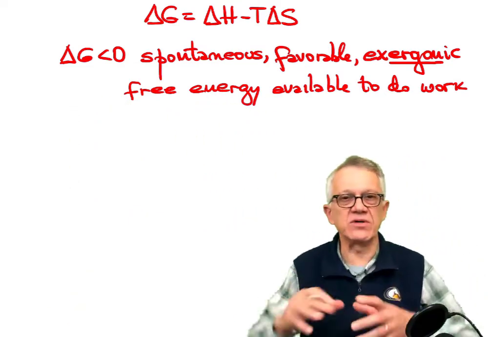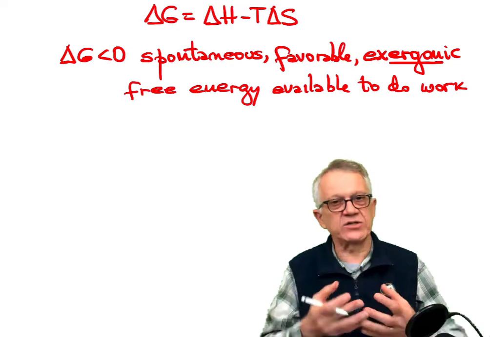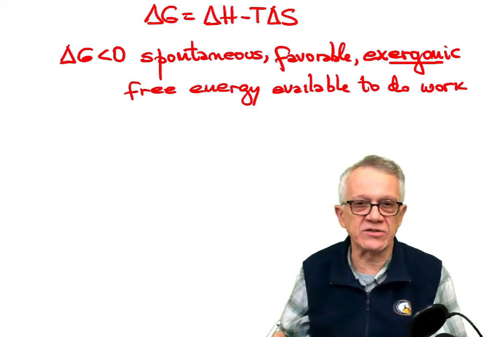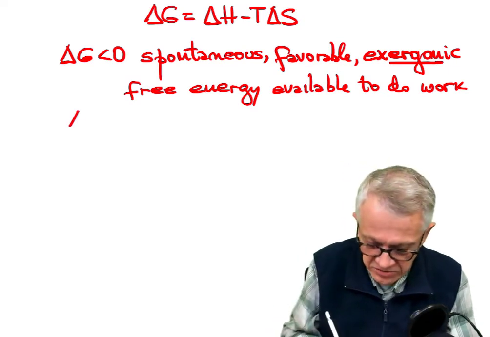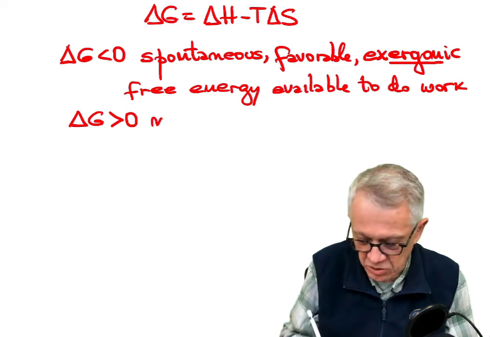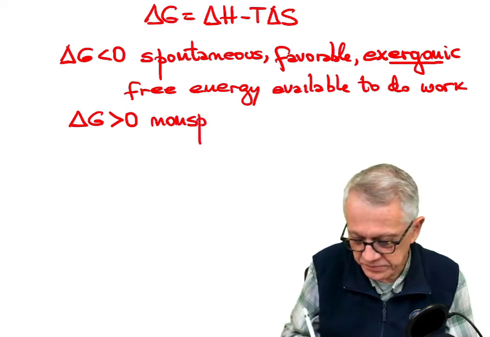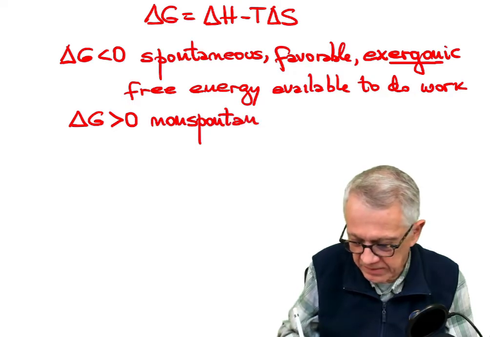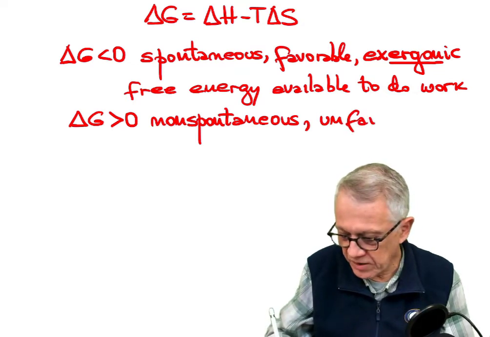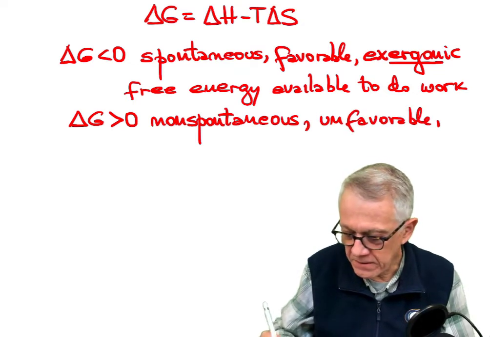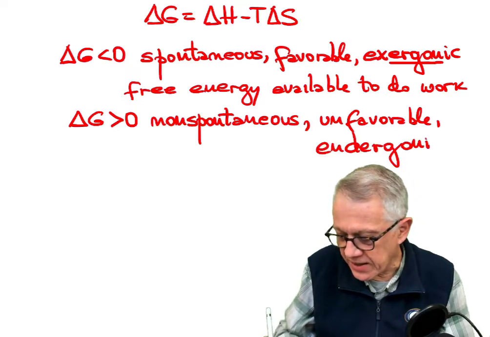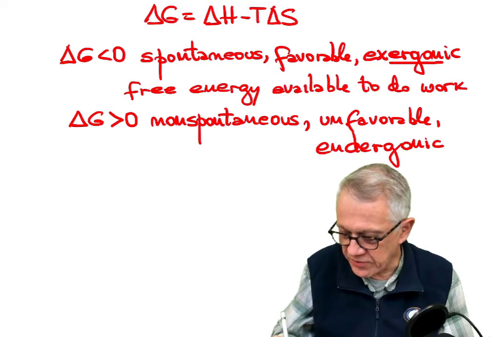In a cell, for example, some reactions are going to produce free energy, and this free energy is utilized to do other reactions that are not favorable. These reactions that are not favorable have a delta G larger than 0. It's called non-spontaneous, or unfavorable, or endergonic. If you are going to take the MCAT, this term might be important for you.